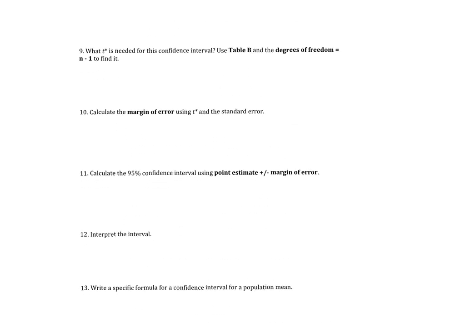So one thing that we need to talk about is how we calculate a T star. It says, what T star is needed for this confidence interval? Use table B. We're actually going to use our calculators, okay? For a normal distribution we use mean 0, standard deviation 1. For that T distribution, we use mean 0, and then we use the degrees of freedom, which are n minus 1, okay?